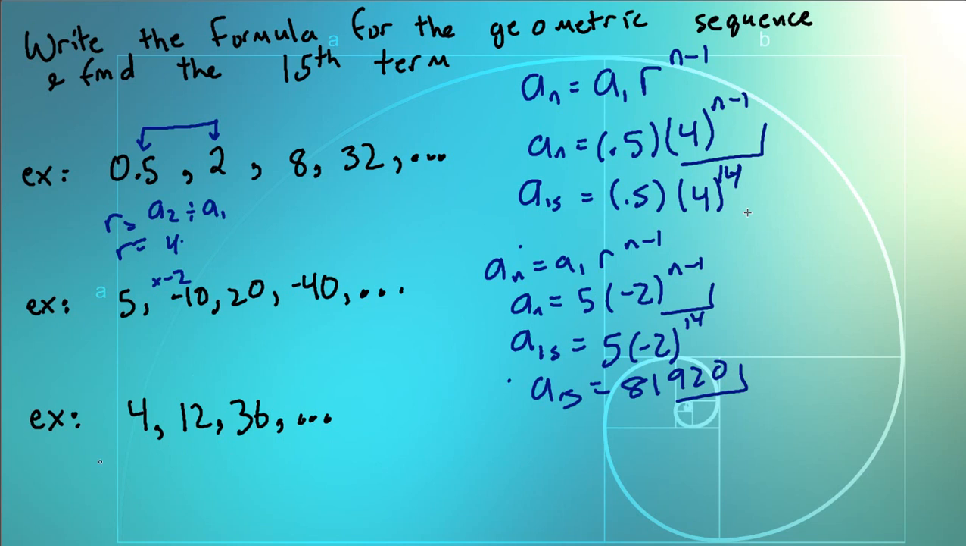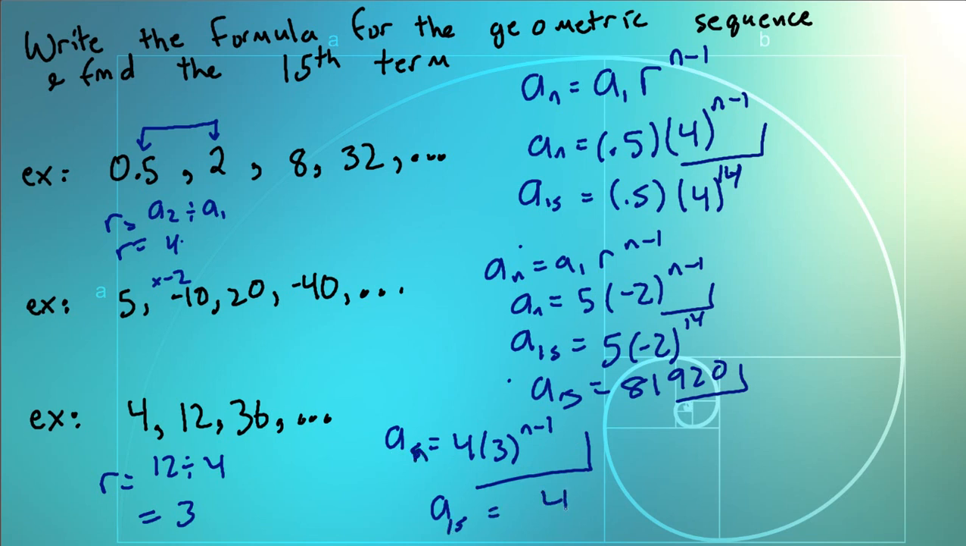And the last one, it looks like our ratio. Now, if our ratio is difficult to find, we can just do the second term divided by the first term to get it. It's easy in this case, so 3. So a sub n is going to be 4 times 3 to the n minus 1. Now, I do want to make a note of this, 4 times 3 to the n minus 1. So now that's a sub n, I want a sub 15 next. Notice this would be wrong if I did 4 times 3, 12 to the 14. Order of operations, guys. Exponents first. So that would be wrong right there.